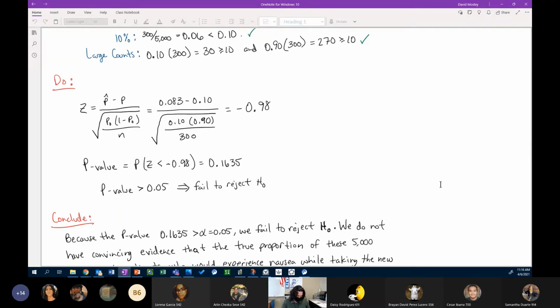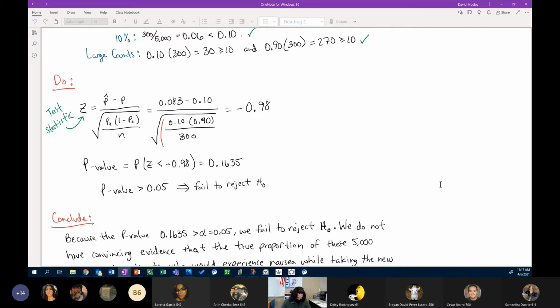We find the test statistic, that is z. And that's our formula: p hat minus p naught, divided by the square root of p naught times 1 minus p naught, divided by n. We're substituting all of these variables with the values that I listed up at the top of my work. We get 0.083 minus 0.1, divided by the square root of 0.1 times 0.9 divided by 300.